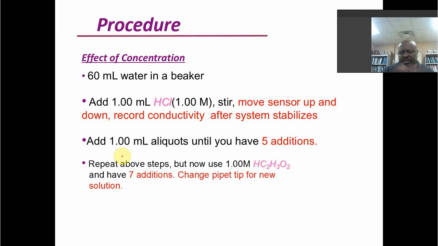So, effect of concentration, 60 milliliters. Then you add 1 milliliter of 1 molar HCl with the autopipetter. You're now good with the autopipettes, right? Add the milliliter, then stir with the little stirrer. Then move the sensor up and down 3 times, put it in, and make a reading. All right, the next one, do it until you've made 5 additions. Get another beaker, do the same with acetic acid, but this time do 7 additions. Done with the effect of concentration. About 8 minutes.